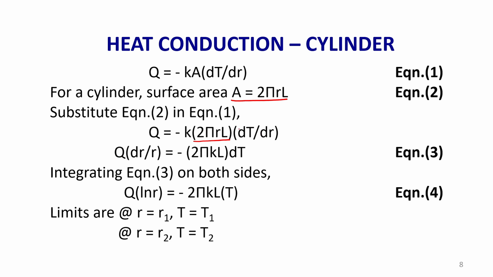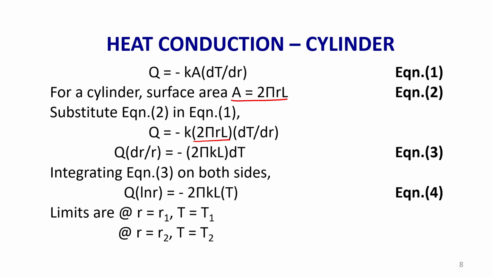Now, here we have the term R, and here we have the term dr. I am bringing this dr and r term to the left hand side. This dr is in the denominator. When it goes to the left side, it will come in the numerator, Q into dr, and this r will come in the denominator. So, Q into dr by r, and the remaining terms will be as it is. So, minus 2 pi kl into dt.